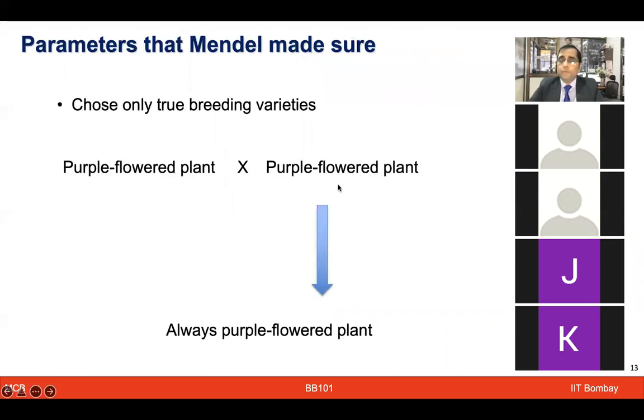And one thing which came forward based on his experiment, why he became very successful, is that he understood there is some difference. Even if he sees a tall plant, that tall trait may not always remain tall. So it may segregate in some generation. That's what he was observing. Likewise, a purple flower may further segregate into purple and white flowers. So to do a crossing experiment, he made sure that he was choosing true breeding varieties.